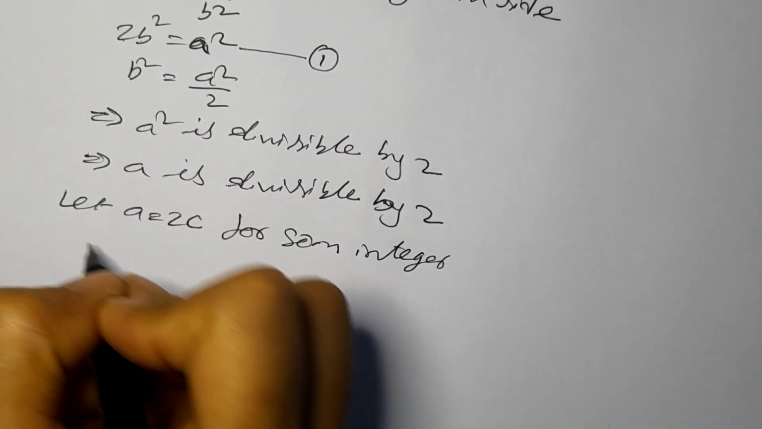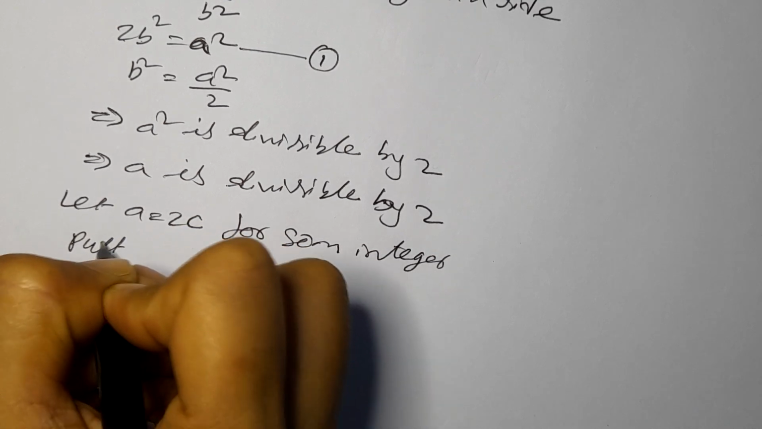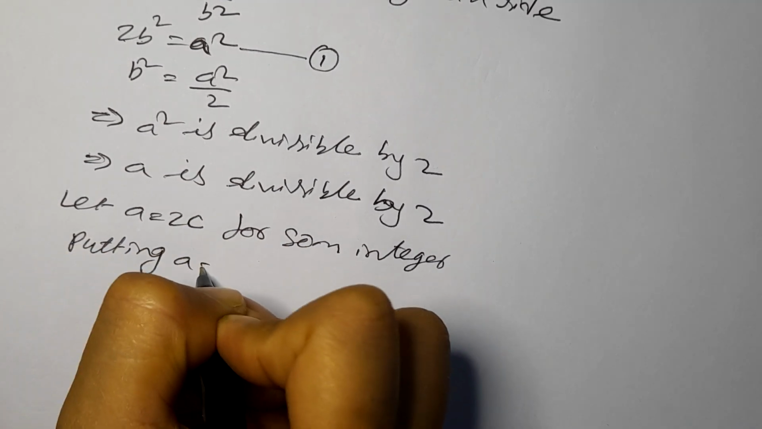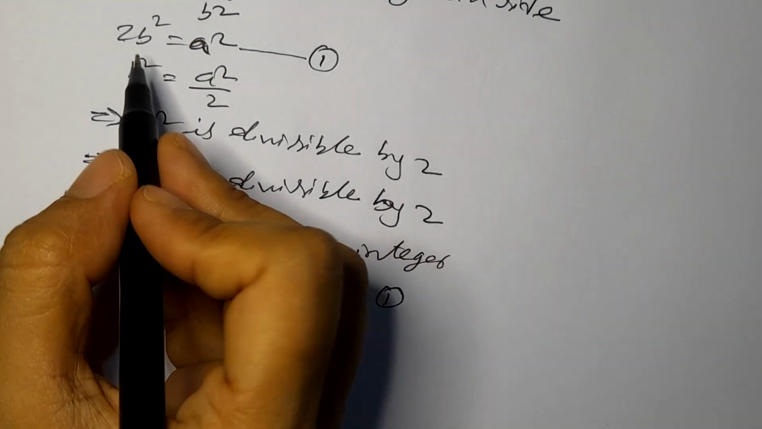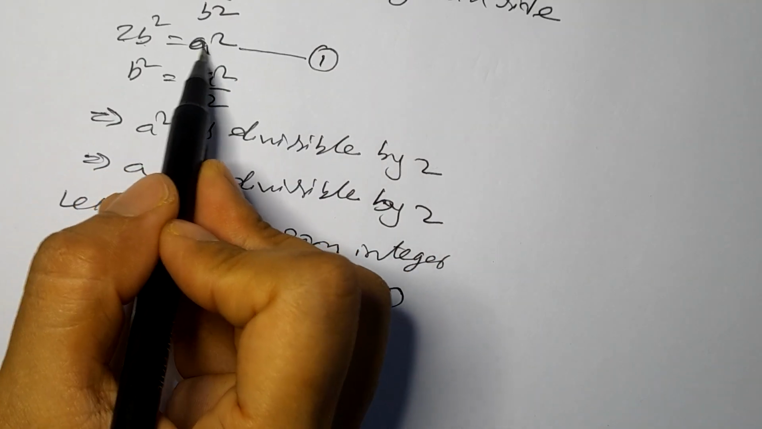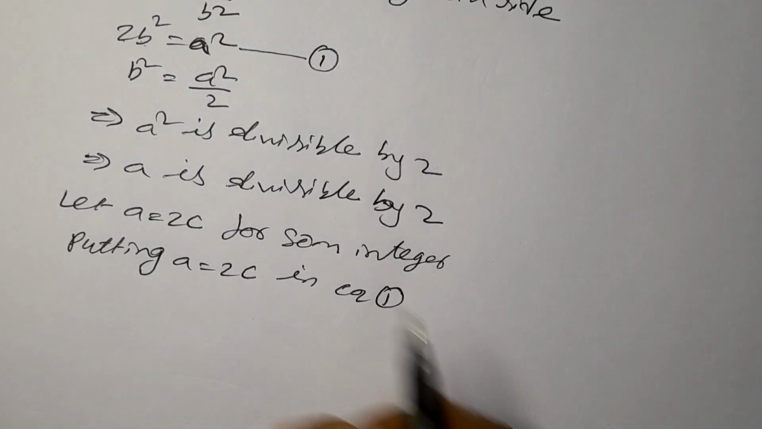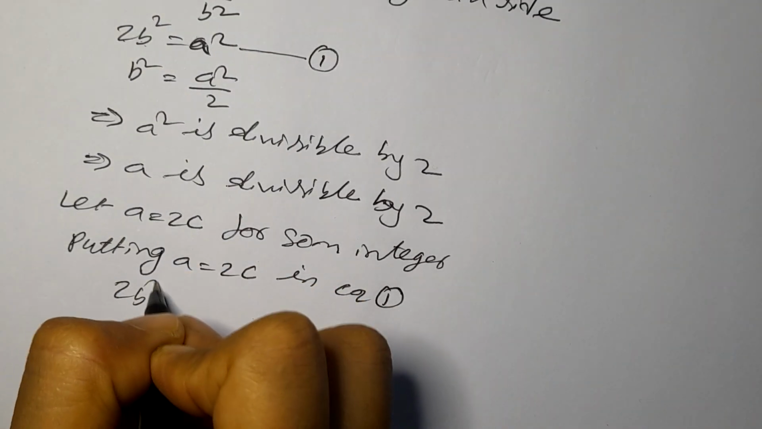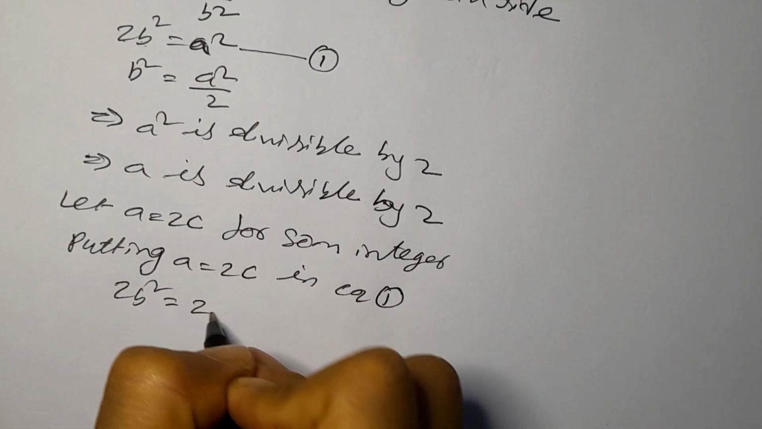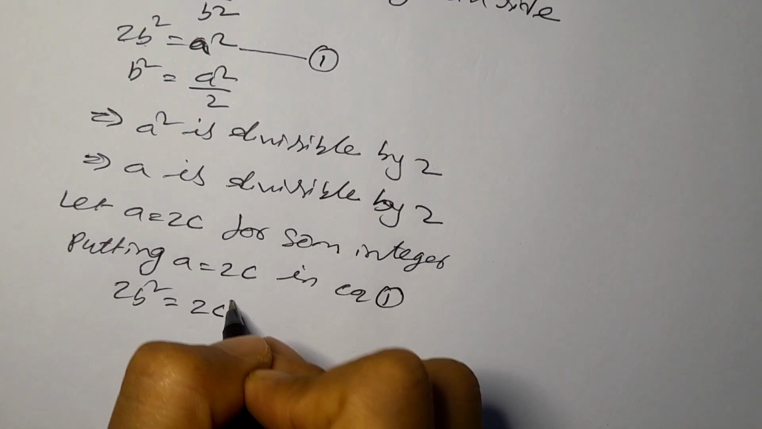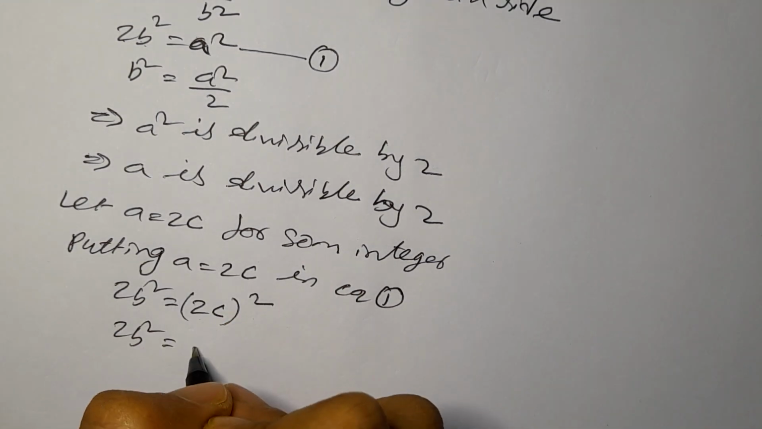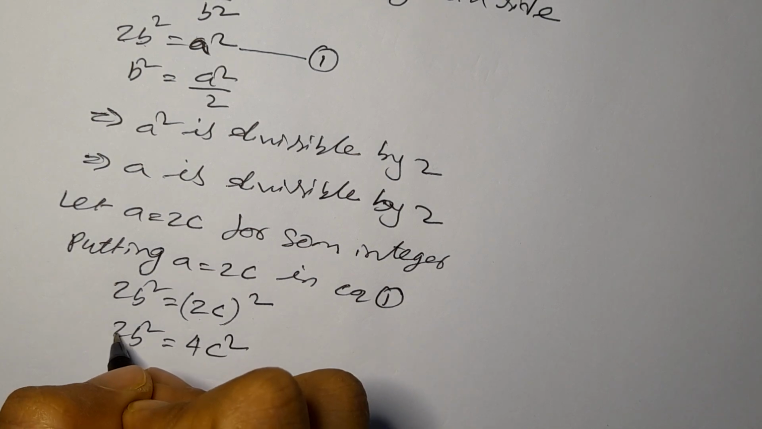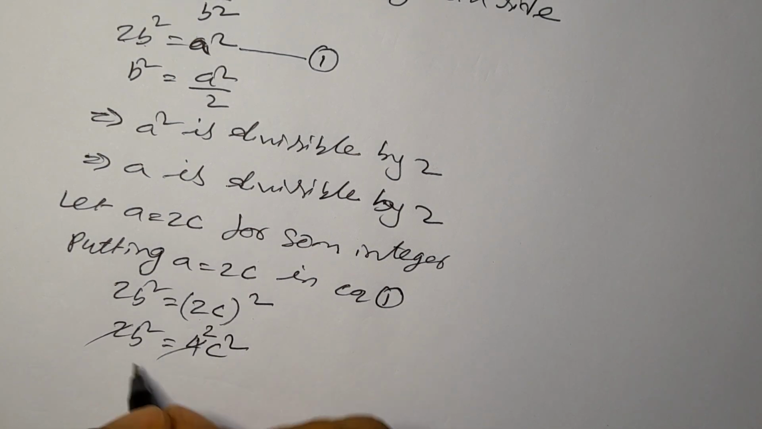Now putting, substituting meaning is same, putting a equal to 2c in which equation? Equation 1. This is the equation 1. 2b square equal to a square. Instead of a, now we are going to put 2c. So 2b square equal to 2c, when at the back there is a 2 term, give the bracket. So it will be 2b square equal to, 2 square is 4, c square. This 2 and 4 will cancel, we will give 2. So b square is equal to 2c square.